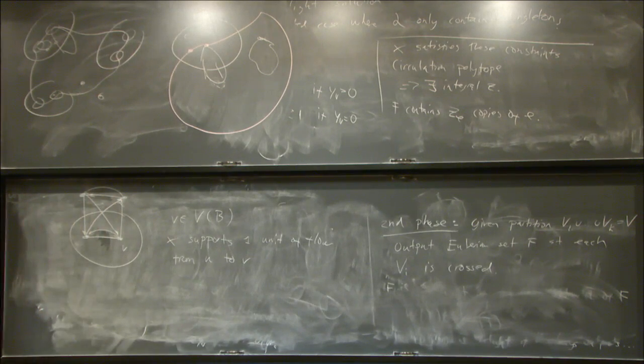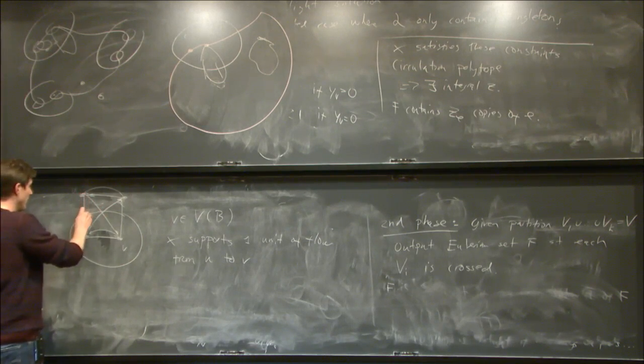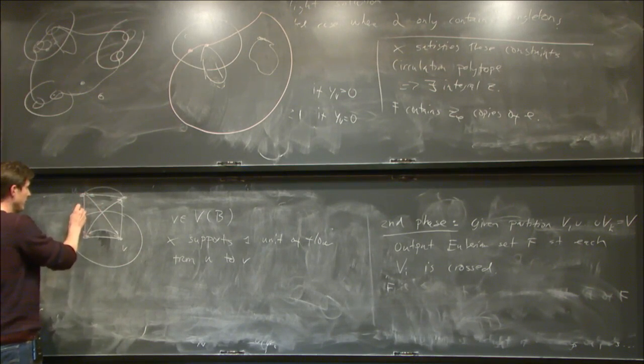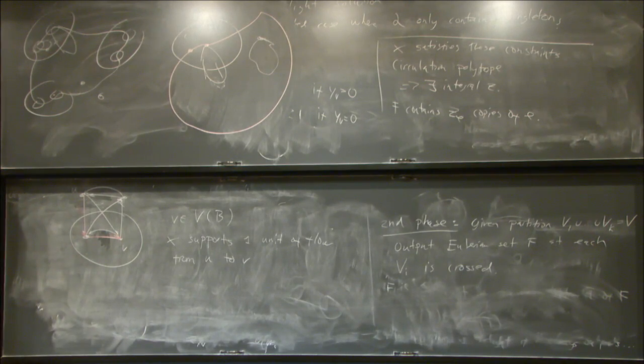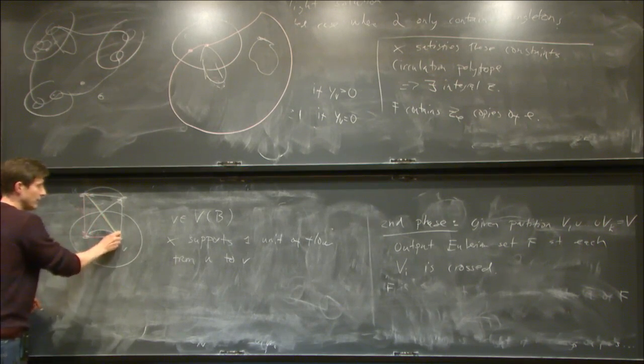All right, so that's a half integral solution. All the edges are half integral. This is U, let's say. If I look at X, it supports 1 unit of flow from U to V. That's the cut constraints. So it's a half integral solution. This flow would be to send 1/2 unit here along this path, and it will send 1/2 a unit on this path.